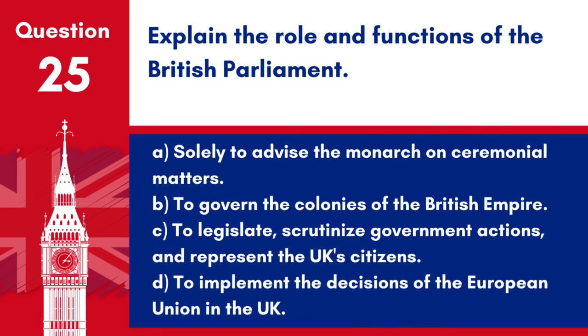Question 25. Explain the role and functions of the British Parliament. A. Solely to advise the monarch on ceremonial matters. B. To govern the colonies of the British Empire. C. To legislate, scrutinise government actions, and represent the UK's citizens. D. To implement the decisions of the European Union in the UK.